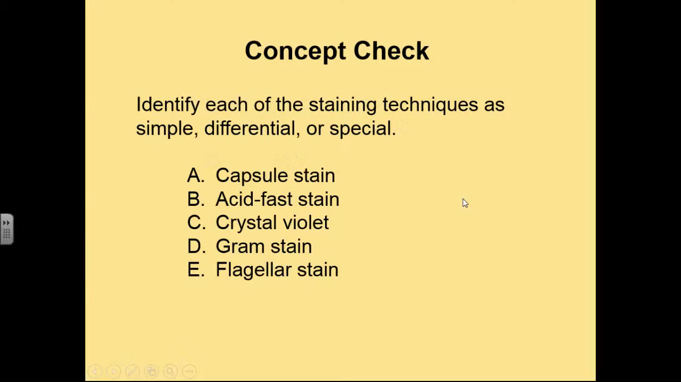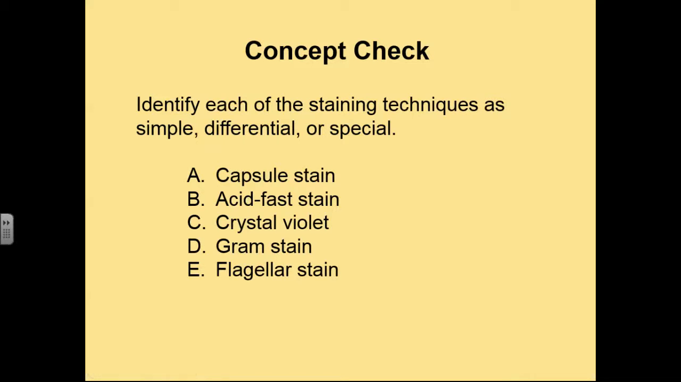So, by the end of this chapter, you should be able to identify the staining techniques. Each of these staining techniques is simple, differential, or special. We have a capsule stain, acid-fast stain, crystal violet, gram stain, and flagellar stain. Capsule stains are differential. They separate cells that do make capsules from cells that do not make capsules. The acid-fast stain is also differential.